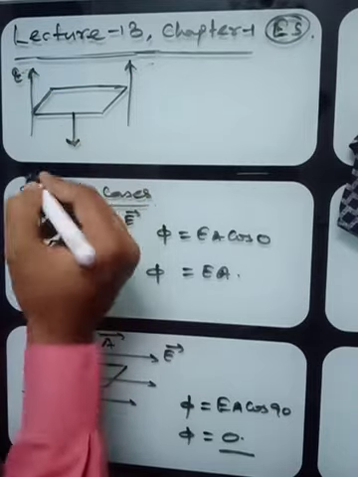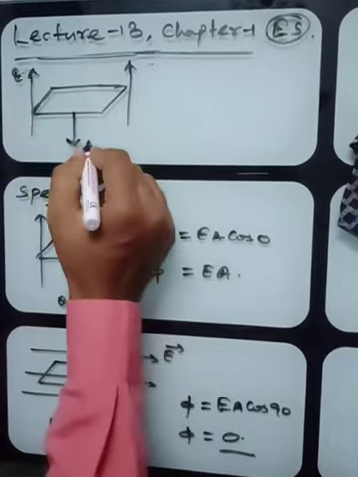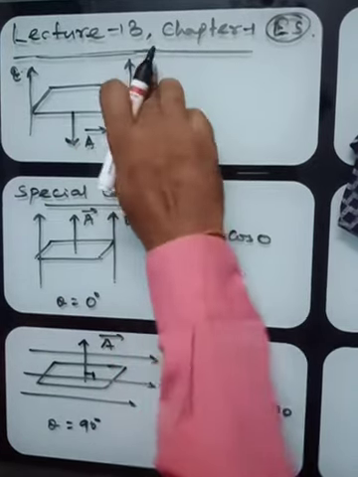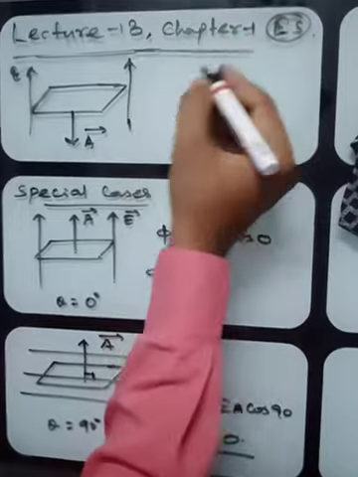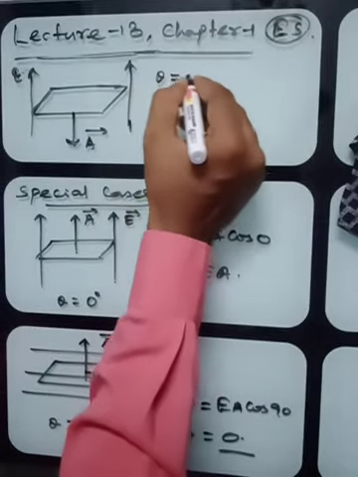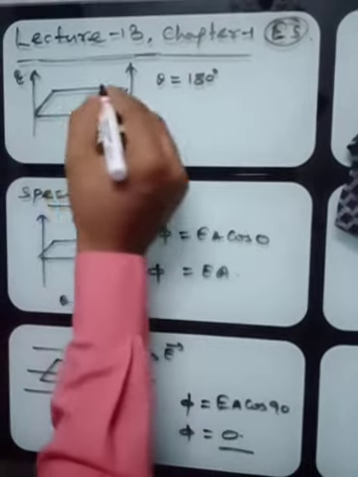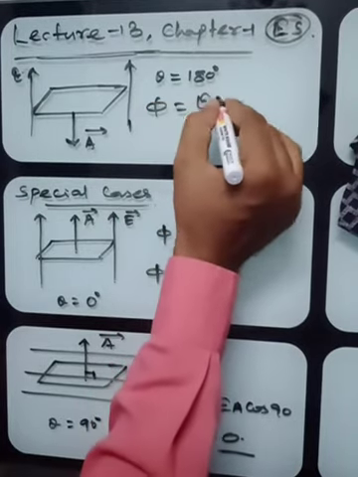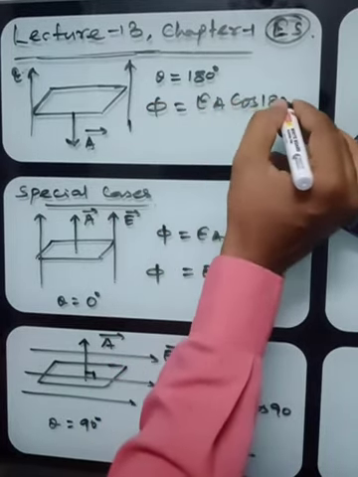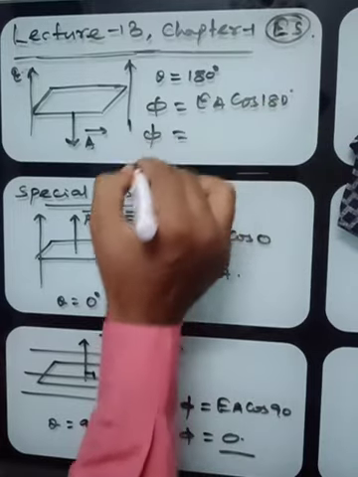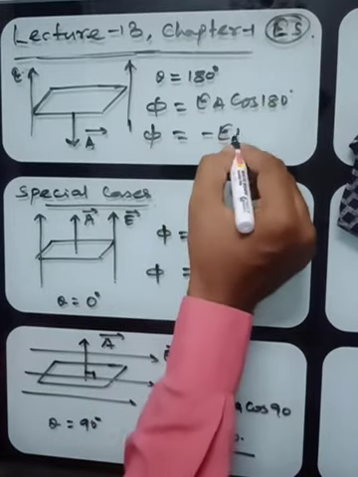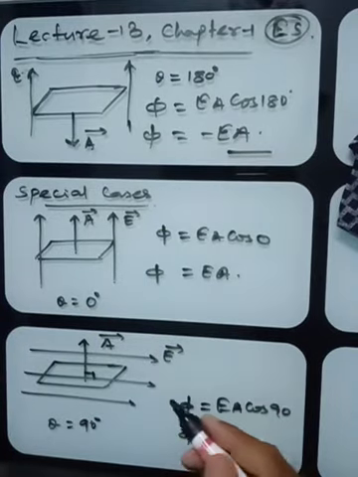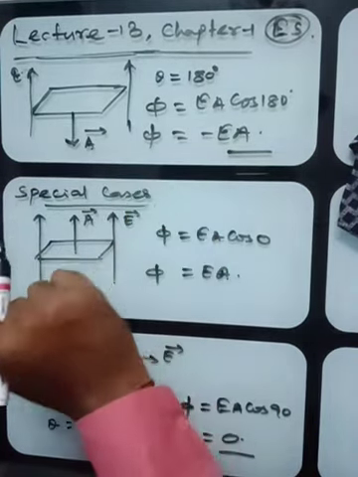Area vector downward. If you turn the plate, here the theta, how much? Again, the theta is 180 degree with the electric field. So phi will be E A cosine 180 degree, and thus phi is minus EA. Now, sir, if this is a scalar quantity, then what is the meaning of this negative of EA?